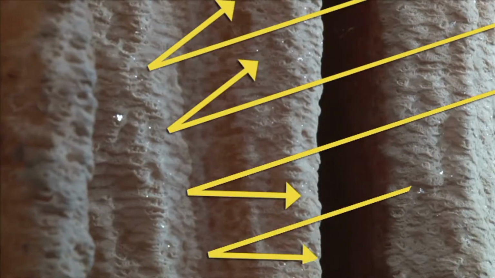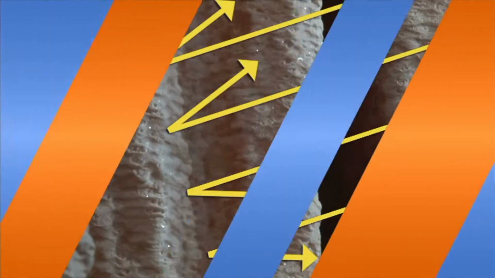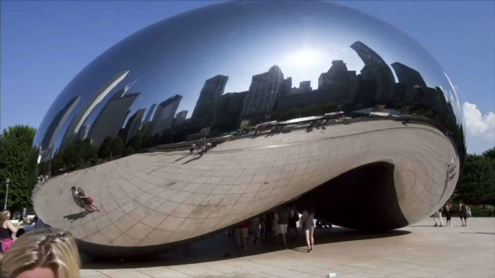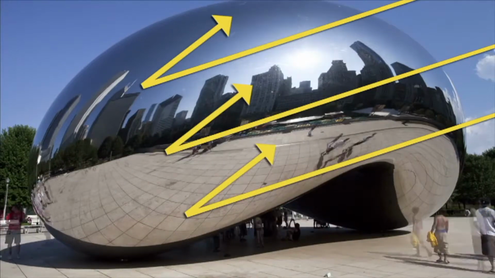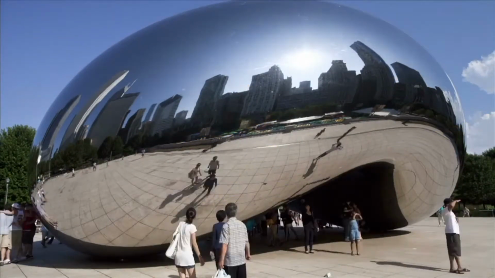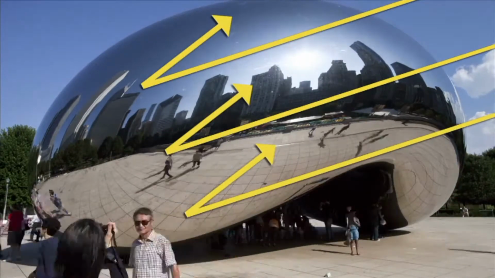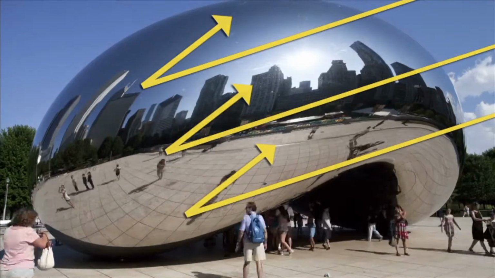Let's take a look at what happens when light rays hit a rough surface. The light scatters in different directions. But when light hits a smooth surface, like this mirror, all of the rays go in one direction. The light bouncing off hits the mirror, then bounces right back in one direction.